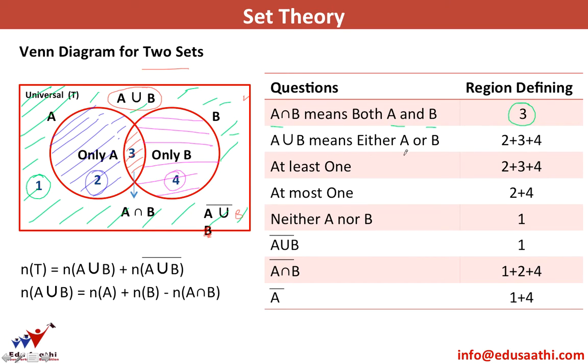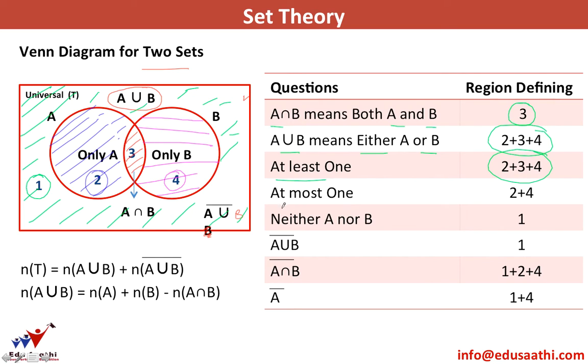A union B means either A or B, like the element can either be in A or in B. So this is represented by this blue line here, this red lines and this magenta line. So 2 plus 3 plus 4 is A union B, or the elements either in A or B. Now at least one or A union B means the same thing. So this is again 2 plus 3 plus 4. So A union B means either A or B, or at least one of A and B.